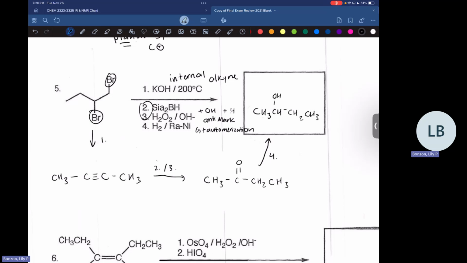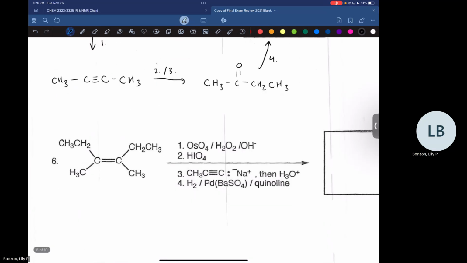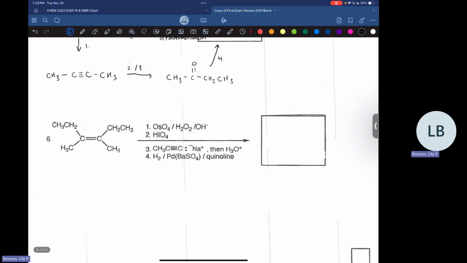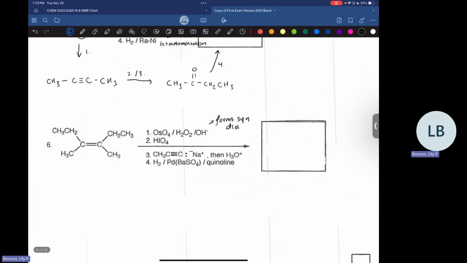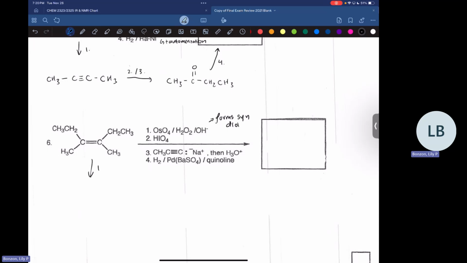So our end product is going to be the alcohol. Reaction number 6, we have osmium tetroxide, H2O2, and OH. So this one was on the synthesis of exam 3. This one forms the syn diol. So we're going to add an OH to both carbons in the double bond, and they're going to be on the same stereochemistry, so both on wedges or both on dashes.